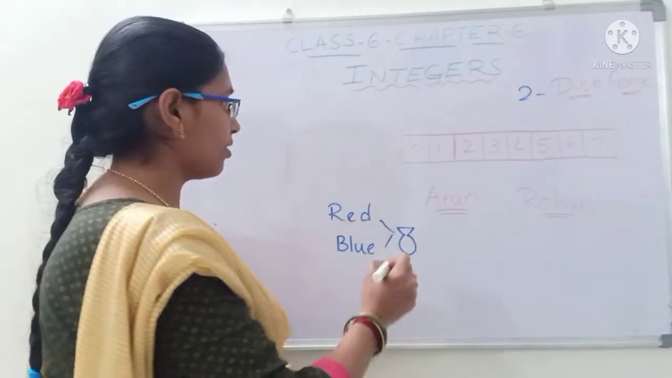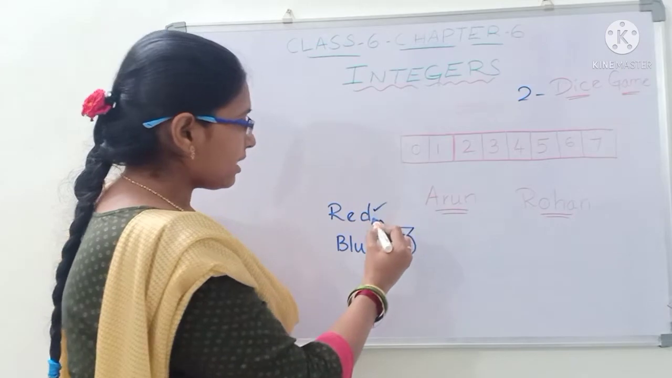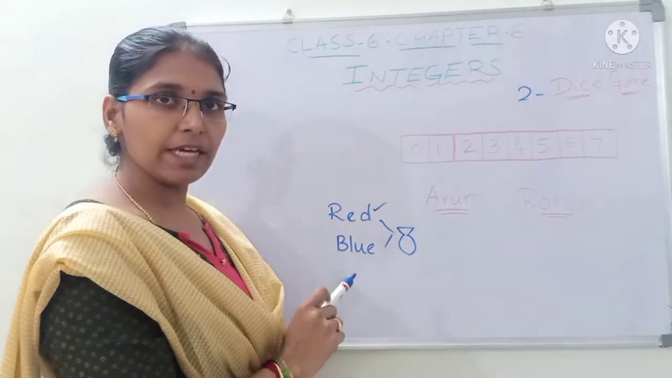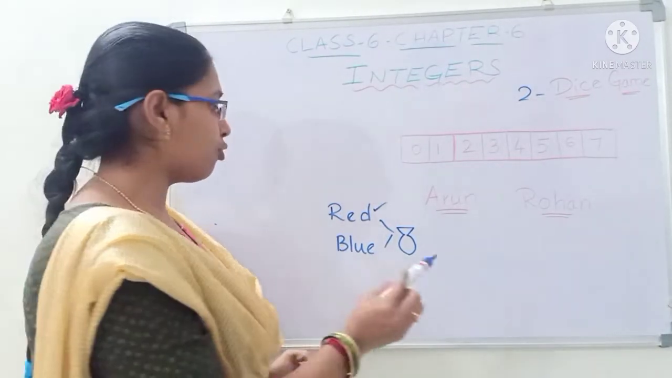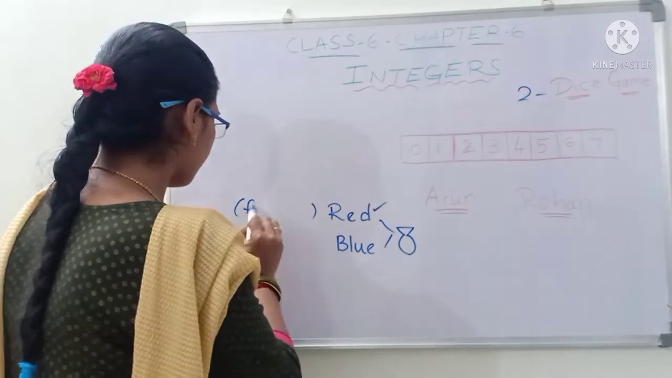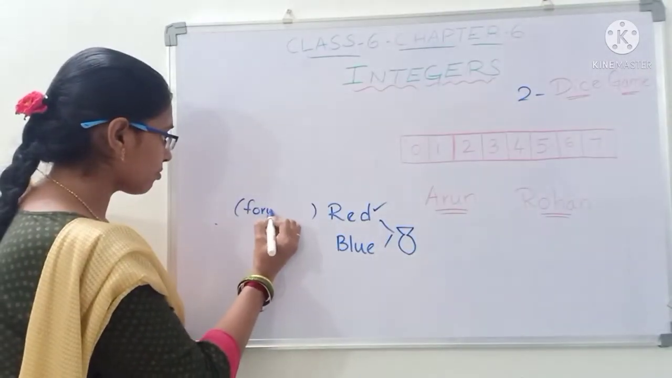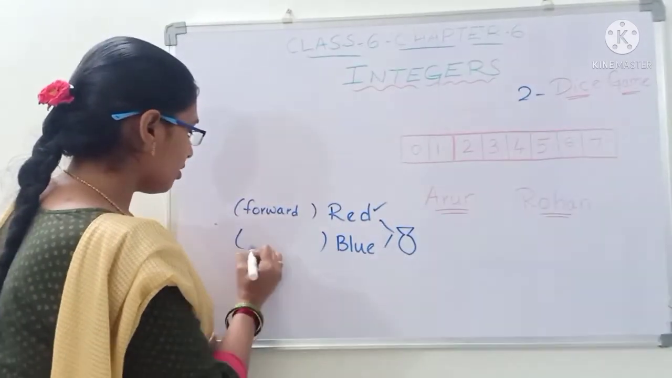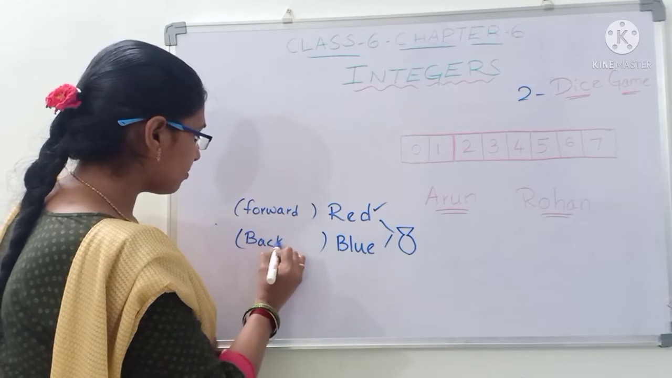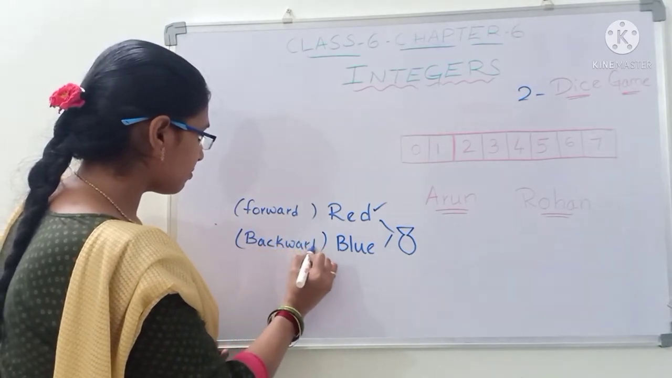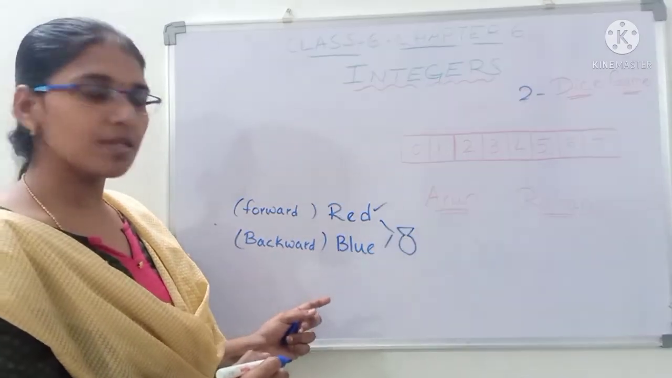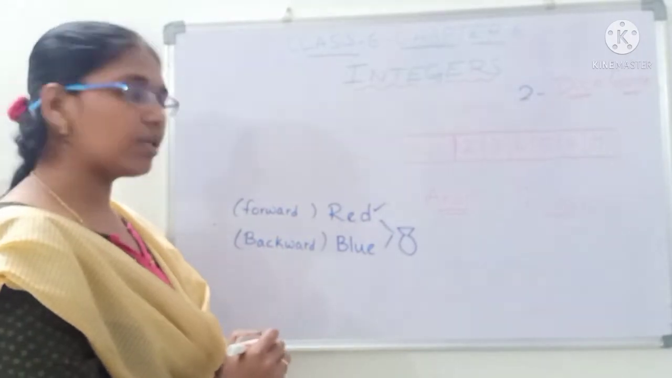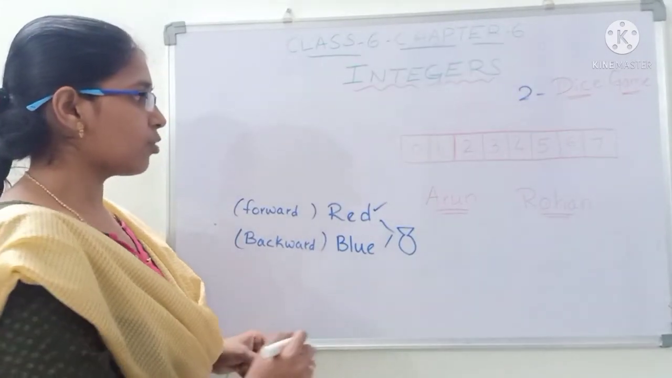Okay? If the red dice is picked, then you should move forward. If we get 2 on the red dice, you should move forward. And if the blue dice is picked, you should move backward. If suppose the blue dice is picked and the number is 2, from the current position, you should move backwards by 2 steps. This is a game, children. So, let's start the game.